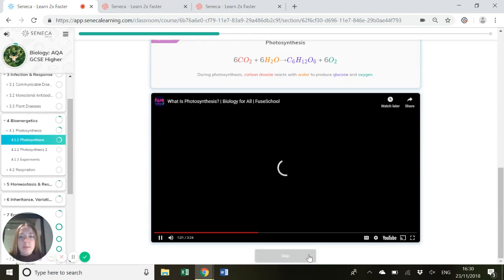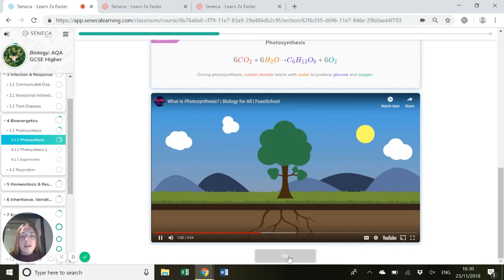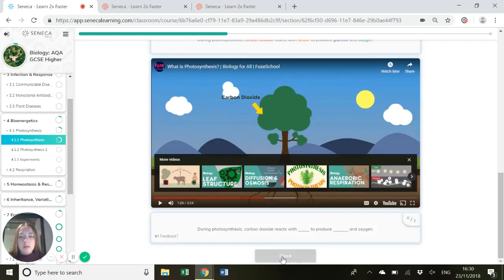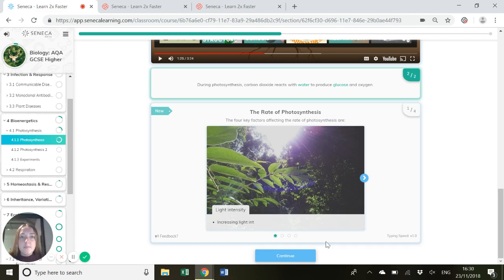So here we've got a bit of a video about photosynthesis, so we'll just skip that for now. So during photosynthesis, carbon dioxide reacts with something to produce something and oxygen. So if you remember that equation, carbon dioxide reacts with water, which is H2O, to produce glucose and oxygen. So glucose is a carbohydrate.